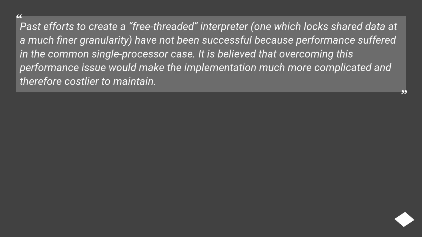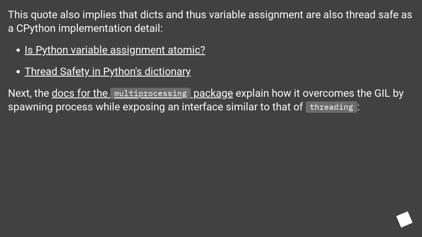Past efforts to create a free-threaded interpreter, one which locks shared data at a much finer granularity, have not been successful because performance suffered in the common single-processor case. It is believed that overcoming this performance issue would make the implementation much more complicated and therefore costlier to maintain. This quote also implies that dicts, and thus variable assignment, are also thread-safe as a Python implementation detail. Is Python variable assignment atomic? Thread safety in Python's dictionary.